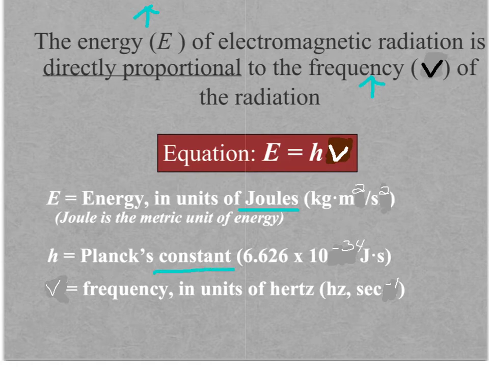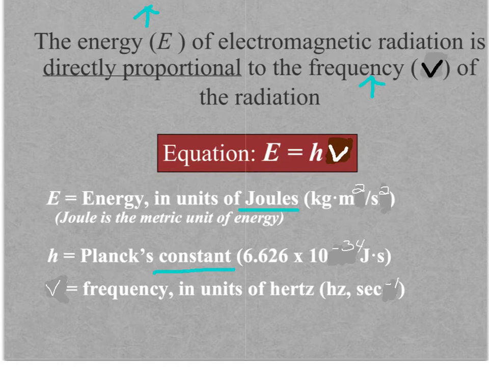H is another constant. It's called Planck's constant. Remember, if it's a constant, that means it will not change. Just like in your math classes, pi is always 3.14. Well, any constant that we have in chemistry is just like that. The number is never going to change.